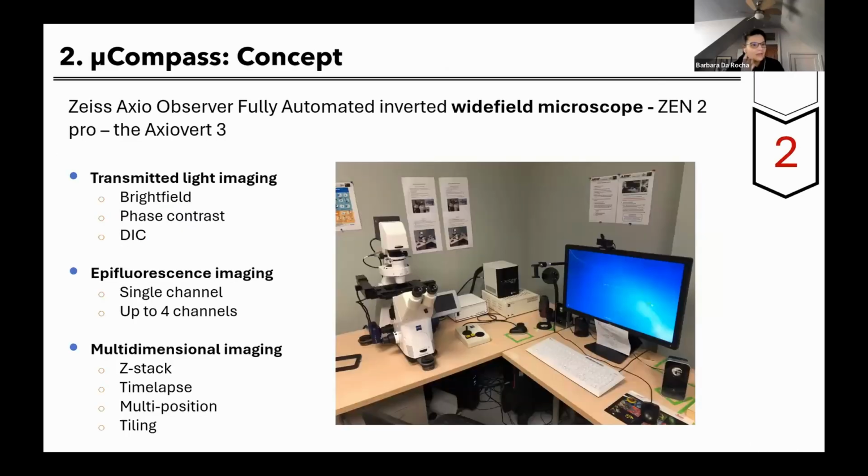As a reference for building the training, we have used our inverted widefield microscope, which is a Zeiss that we have called the Observatory and is running on Zen 2 Pro. It allows transmitted light and fluorescence imaging as well as multidimensional acquisition for any kind of sample.